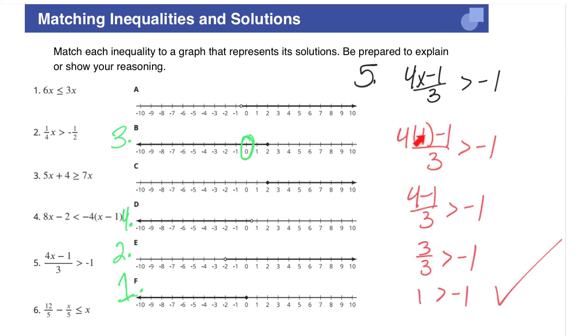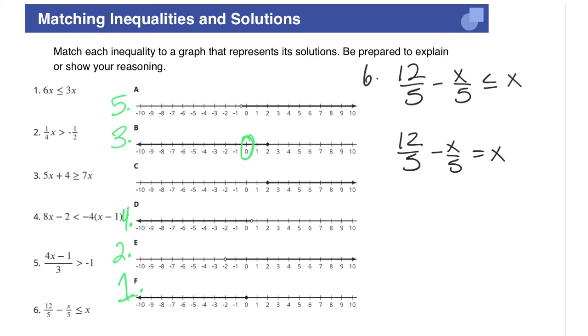I chose 1 to plug in here just to do something different. And when I plugged that in and simplified, I got 1 is greater than -1. And so, yep, that is a true statement. And that means that our equation here, number 5, matches with A.